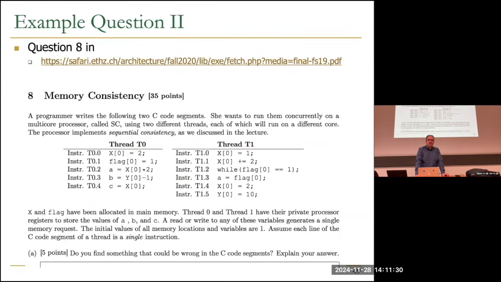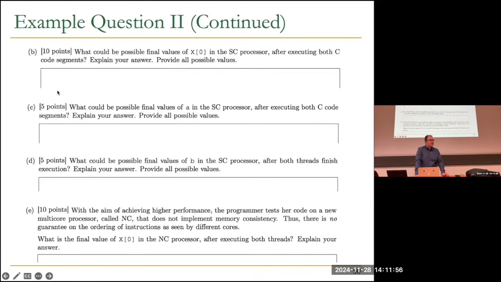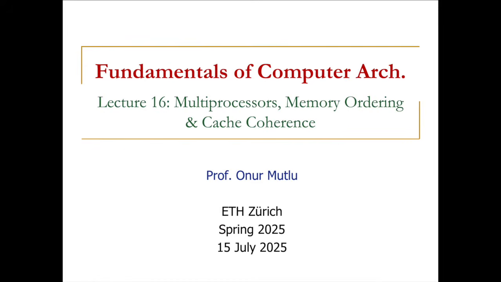You can easily find the solution actually for all these. There might be actually also some homework questions, and you can check for solution of them. This is also another example where we provide more detailed code, and then we ask some question about, do you find something that could be wrong in the C code segments? Explain your answer, for example. And then multiple other questions. So this topic is actually quite interesting for exam. Also for architects, of course. But yeah, and that's all.